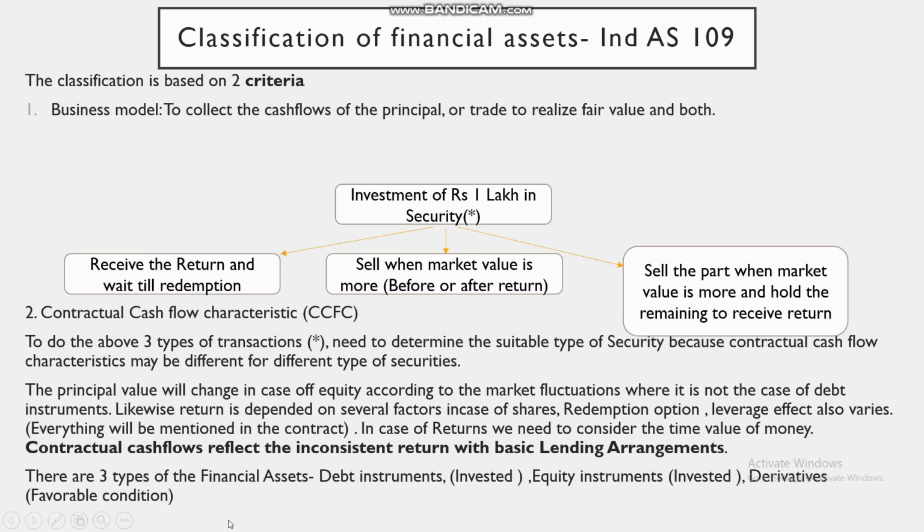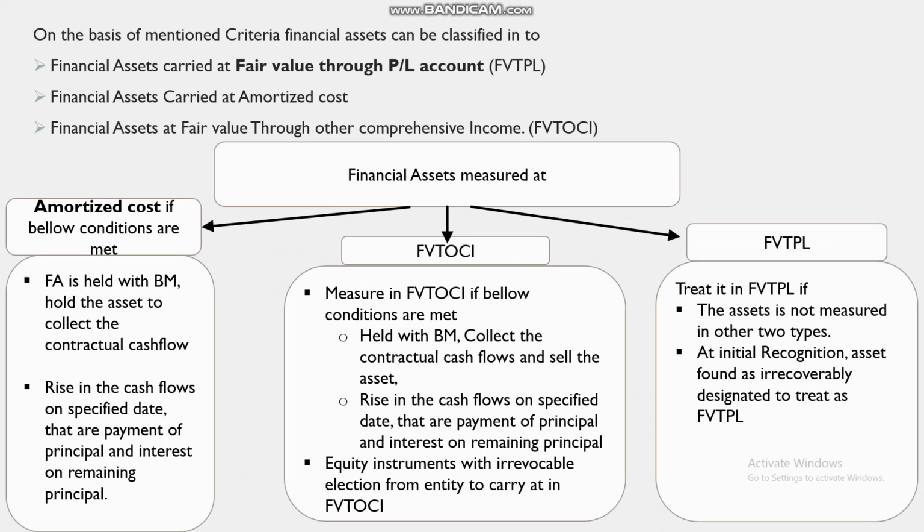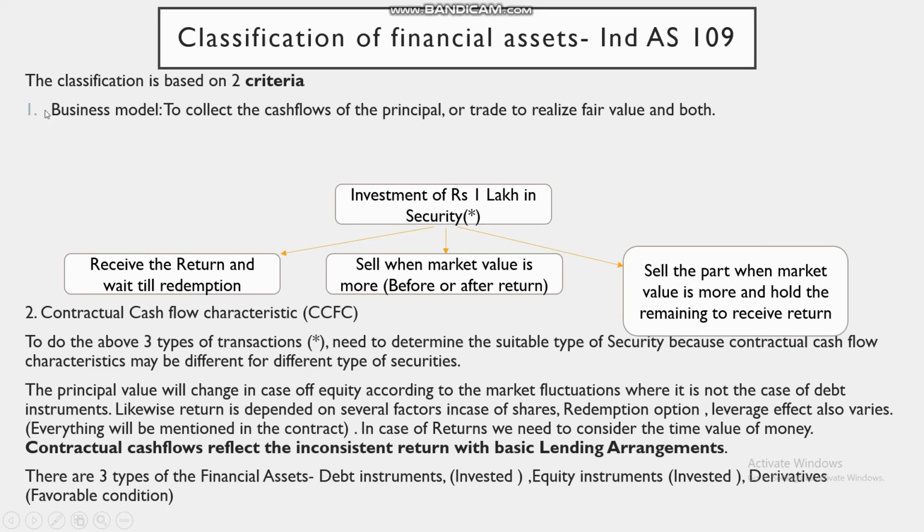So there are three types of financial assets. Mainly debt instruments, the debt securities that I told about. Then equity instruments or equity securities. And if you are invested in derivatives and the derivatives are favorable, then we treat them as a financial asset as per the definition of the financial instrument. So here is the classification. The criteria of the classification are these two types: business model, in short BM, and contractual cash flow characteristics.